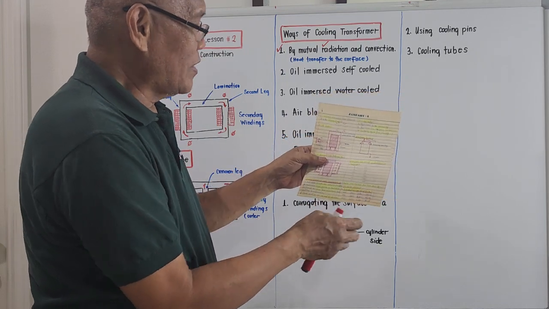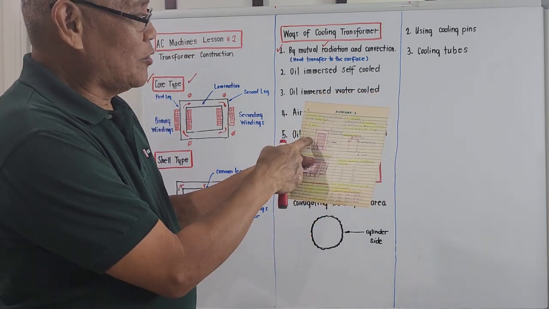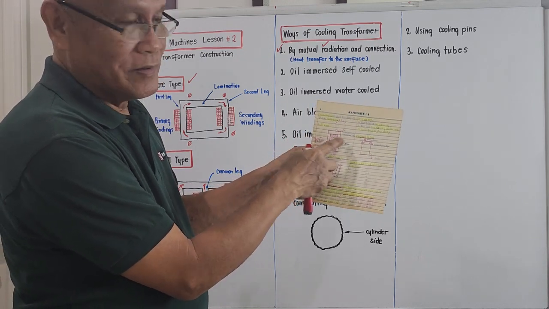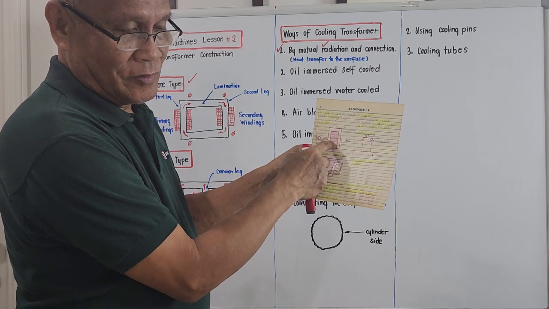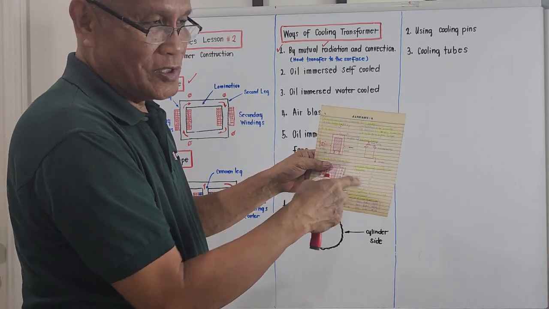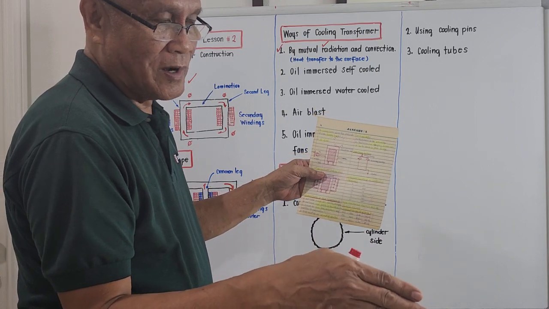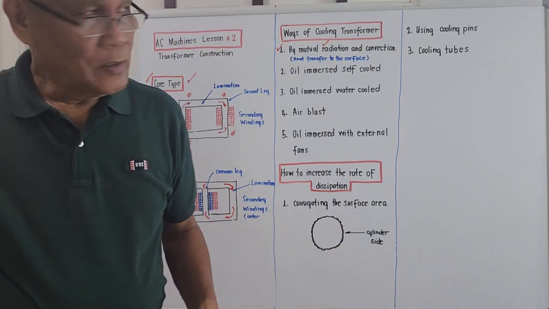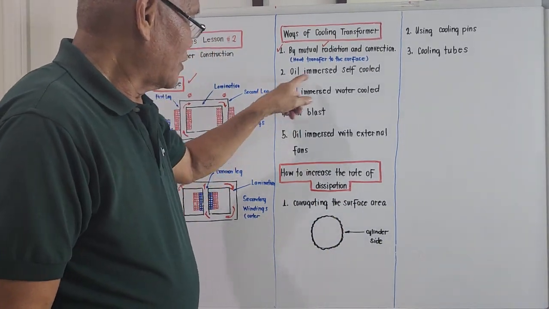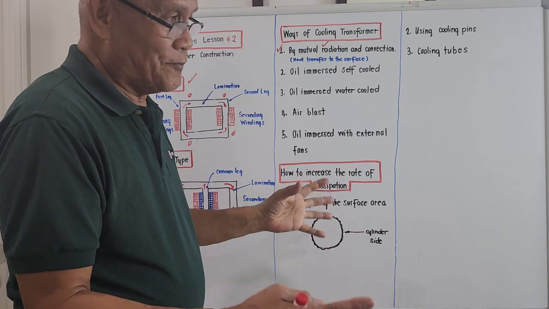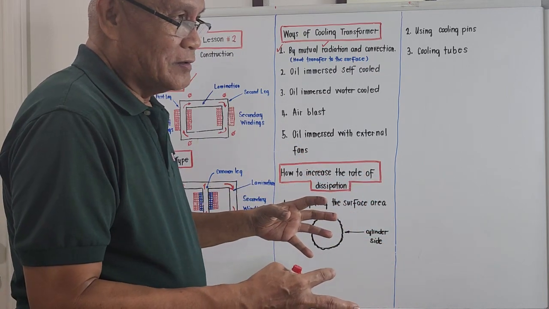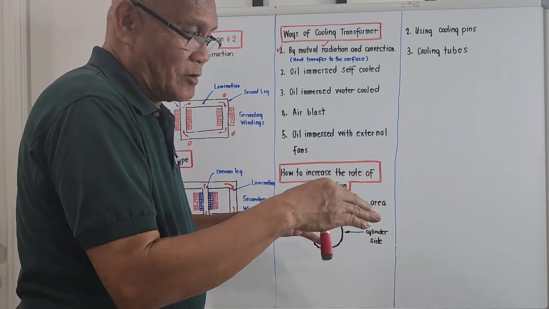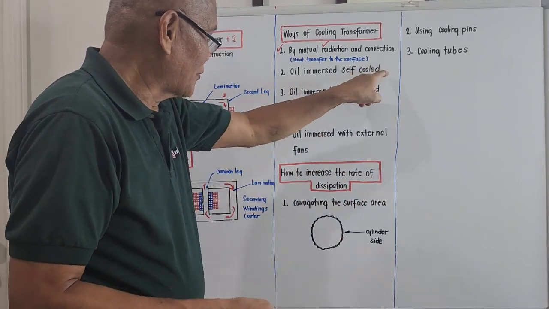The other one is where we got a hole here and we put a blast of air to cool off the transformer. This method is being done in the so-called large substations. What's next? Oil immersed self-cooled. We put some oil over there, then it will just dissipate naturally to the surrounding around the corrugated surface. That's oil immersed self-cooled.